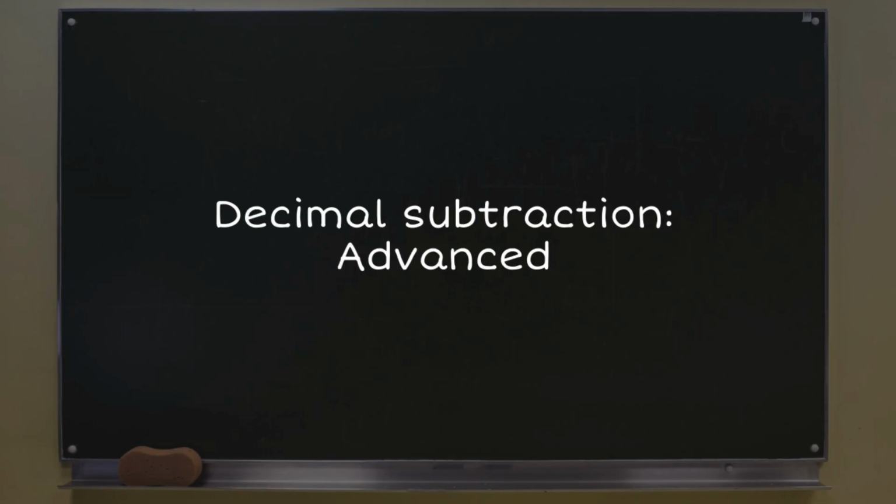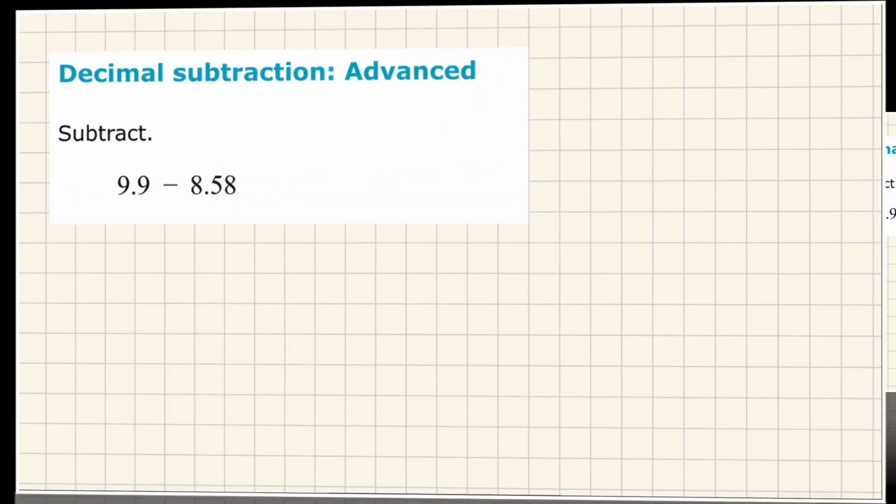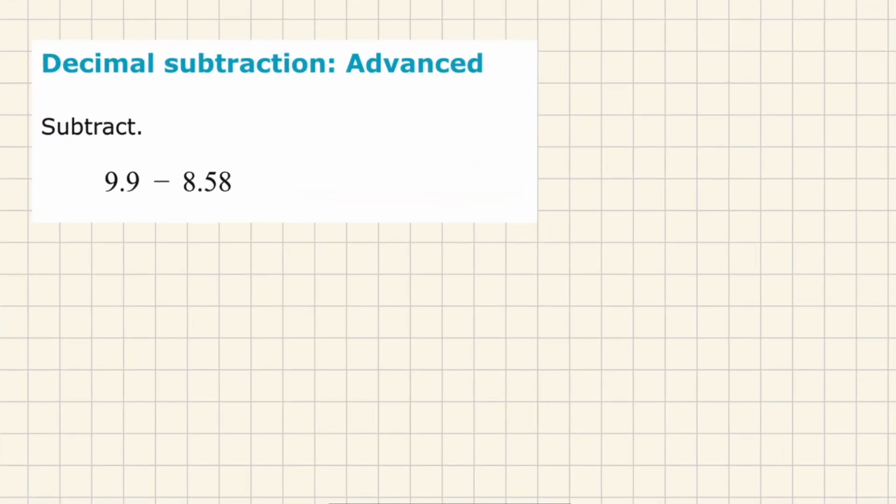Decimal subtraction, advanced. We're asked to subtract these 2 decimals, and we'll need to write the subtraction vertically, starting with the number we're subtracting from on top. Lining up the decimals, we would write the 8.58 on the bottom, and then subtracting, I know my decimal place will still be lined up in my solution, and I would subtract from right to left just as I would whole numbers.